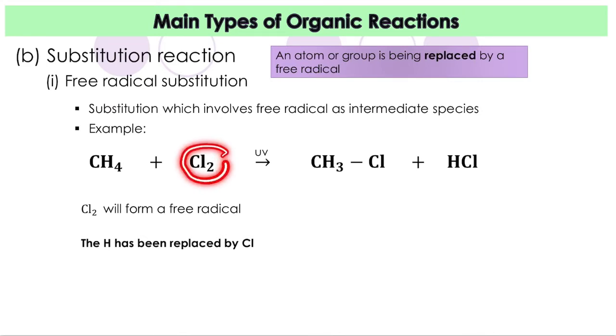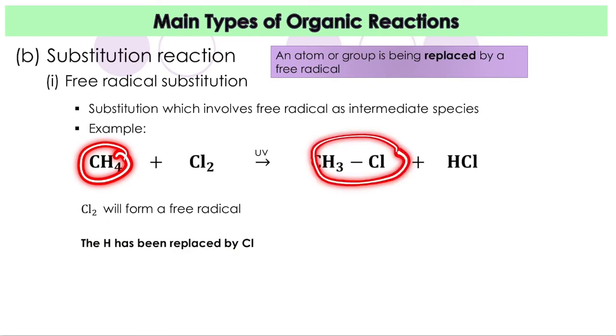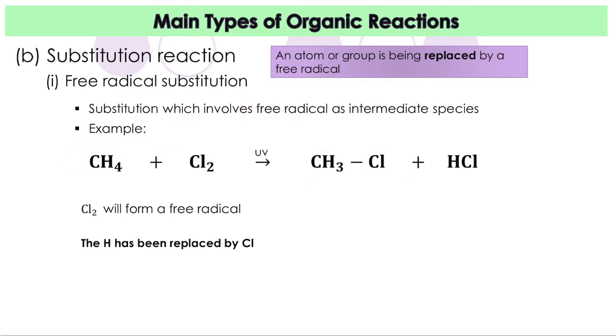Chlorine will form a free radical, okay. Lepas itu, H dalam CH4 itu will be replaced by Cl. So kalau kita lihat di sana, an atom or group dalam case ini H is being replaced by free radical, yaitu free radical kita adalah Cl.